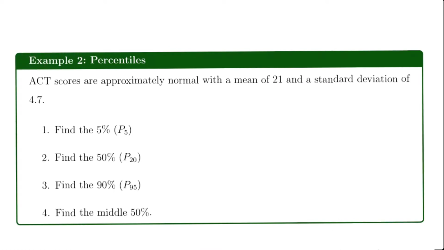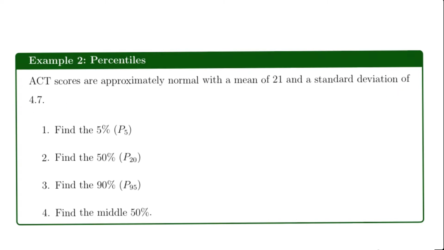All right, welcome back to 5.3 titled Finding Z-Scores. In this example, we are going to find the Z-values associated with different percentiles. So this is going to be a word problem. We have ACT scores are approximately normal with a mean of 21 and a standard deviation of 4.7.